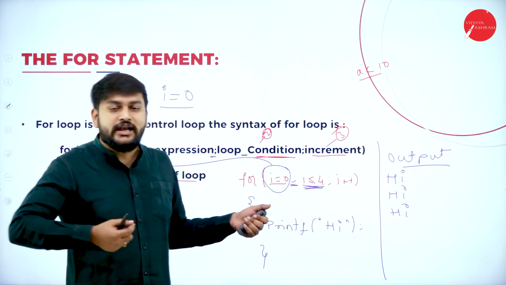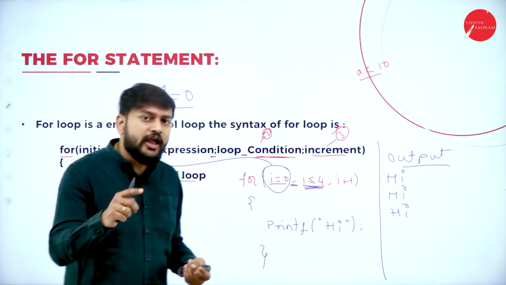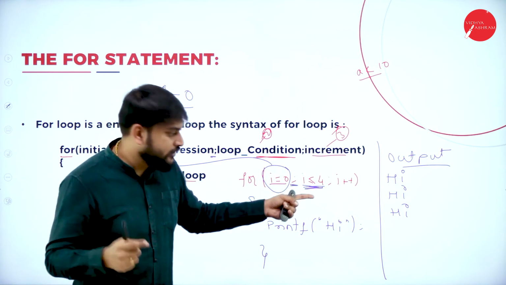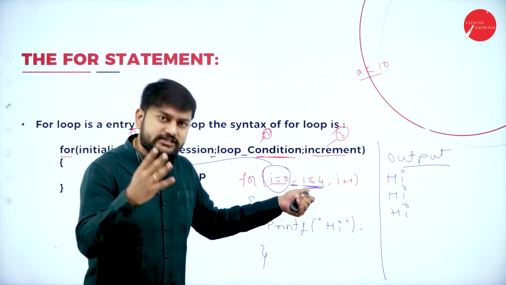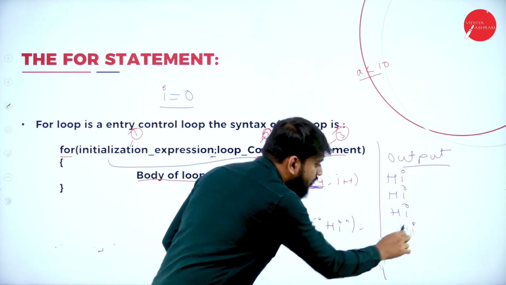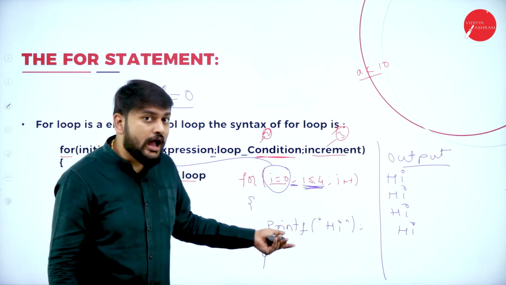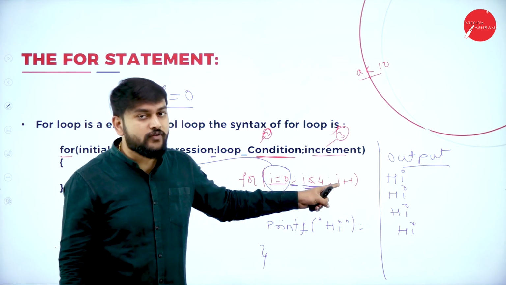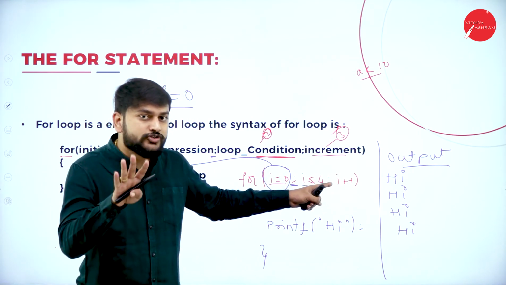What is the i value right now? The i value is 3. It was 2 before, so after the increment it becomes 3. Again, it will check the condition. 3 is less than 4. Yes, it is true. Again, it will execute this, and hi is printed. After this, the increment happens. The i value was 3, so now it is 4.